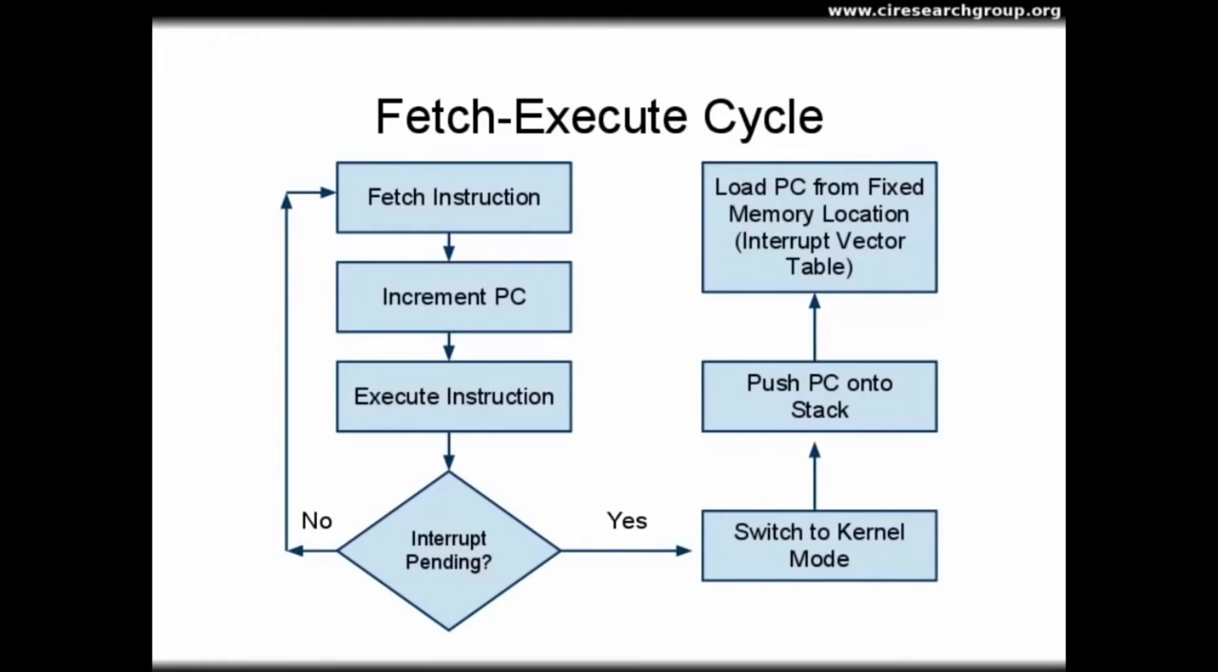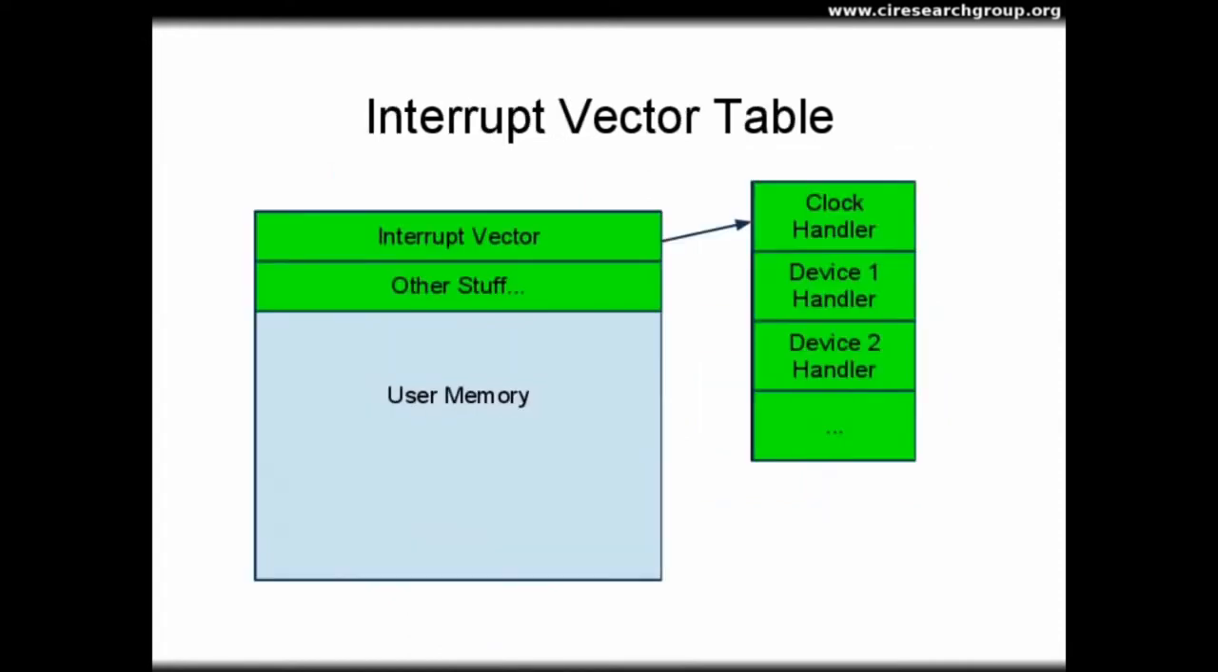So the CPU actually moves from executing program code to executing code from the interrupt handler for the particular event. If no interrupt is pending at the end of an execute, then we simply go back to fetch the next instruction. The interrupt vector table consists of an array of addresses of handlers. Each element in this array essentially gives the program counter location for the handler for a particular interrupt.